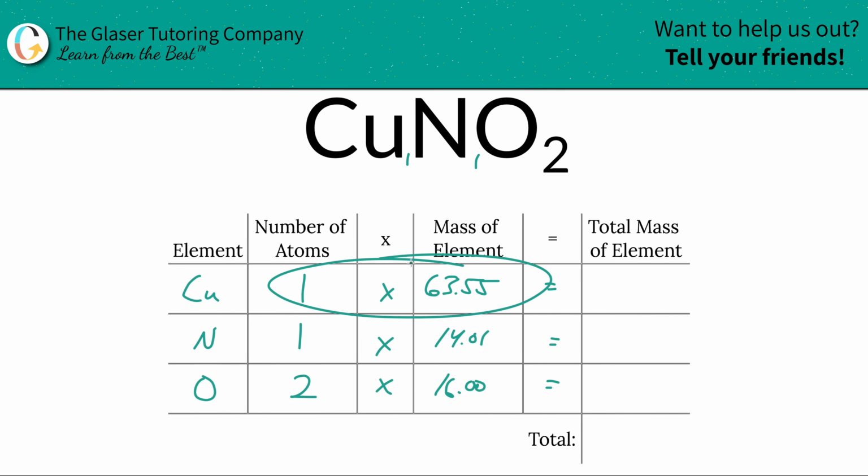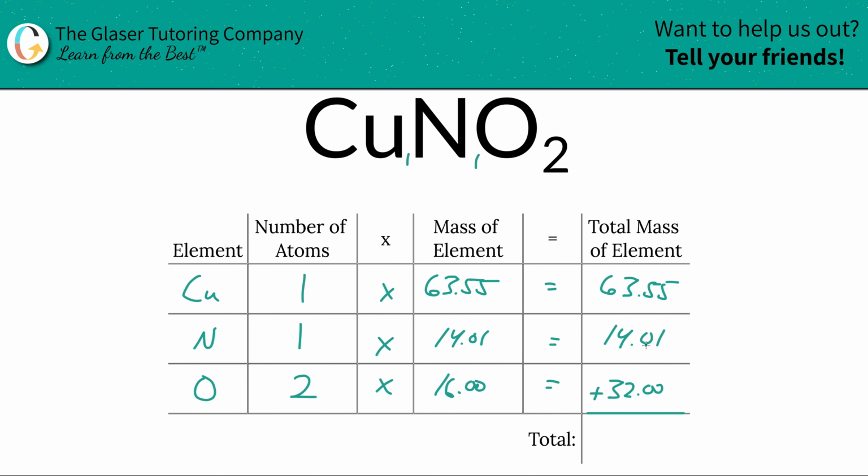All right. So then, to find the total mass of the element now, let's say for copper, you're going to simply multiply these two values across. So that's simply 63.55. Then multiply this for nitrogen, so the total mass of the nitrogen here is 14.01, and the total mass of oxygen is then 32, all right, 32.00.